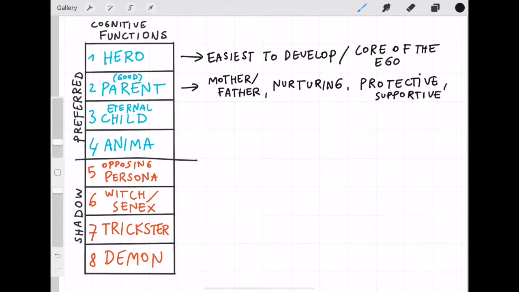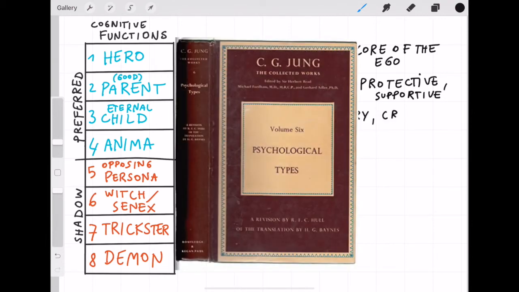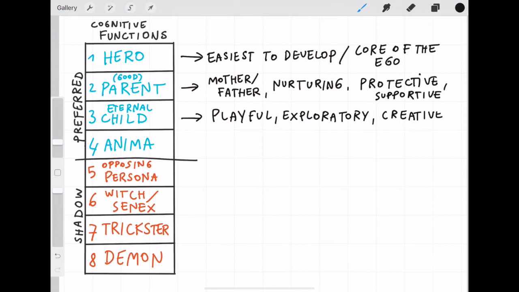Carl Jung was really occupied with this topic. But if you want to read something specifically about cognitive functions, take a look at this book, Psychological Types. Shadow functions, the last 4 on this list, sound kind of negative or evil, but in reality they are at the same time good and bad and can promote personal development if they are addressed properly.